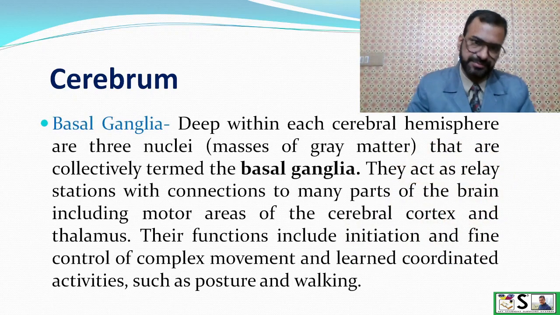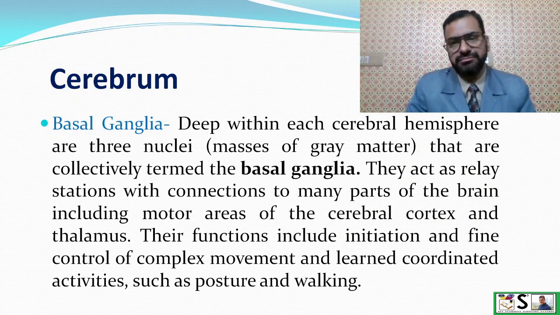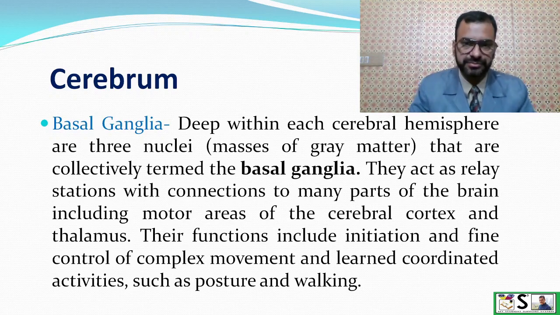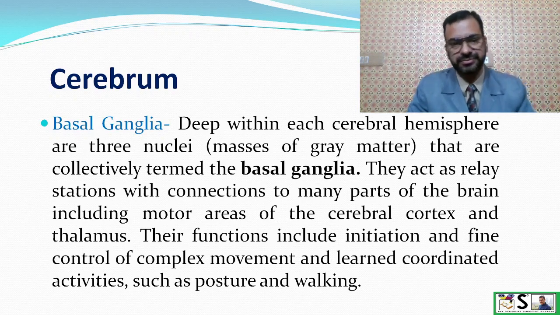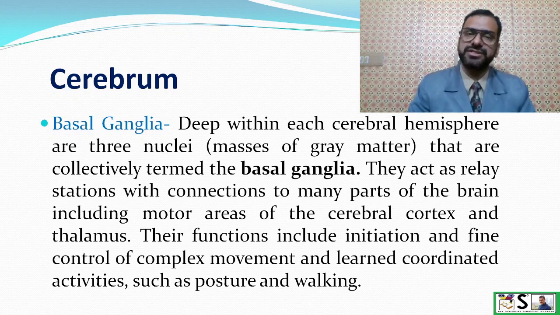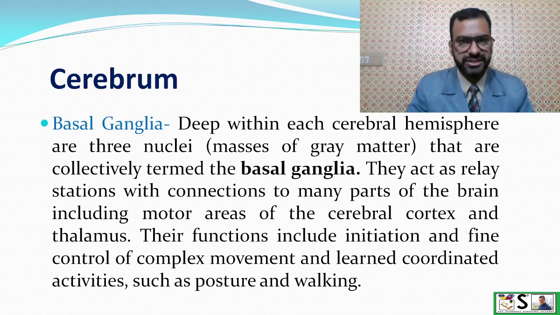Now basal ganglia. Deep within each hemisphere, there are three nuclei or masses of gray matter within the white matter. These are known as basal ganglia. They act as relay stations with connections to many parts of the brain, including motor areas of the cerebral cortex and thalamus. Their functions include initiation and fine control of complex movement and learned coordinated activities such as posture and walking.